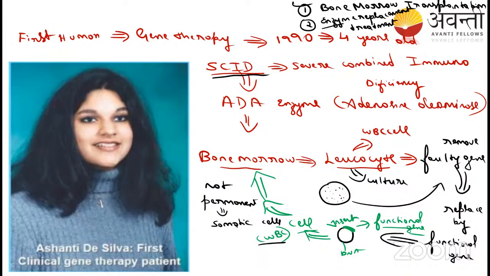It is a protein, right? It is going to be removed. So then again we have to add that enzyme. That is what we call enzyme replacement therapy. So that is for this SCID. Okay. So both are not permanent. These both are not a permanent cure.